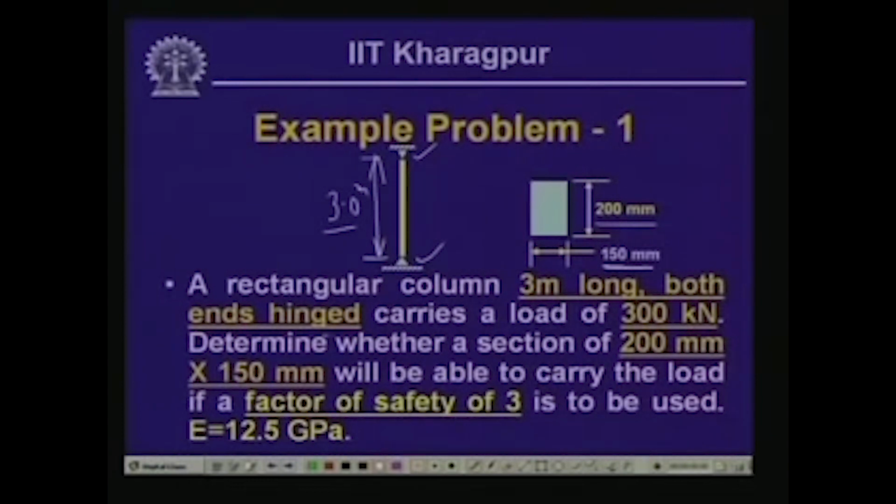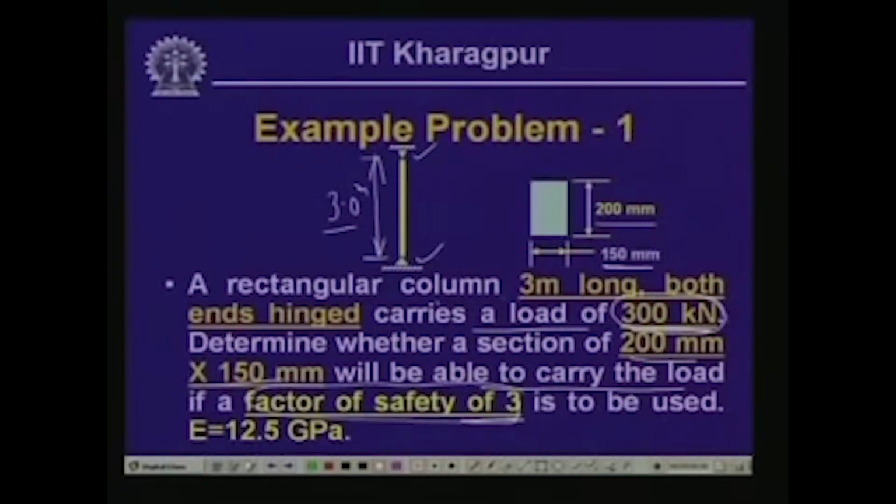Now, it says that this particular member carries a load of 300 kilonewton. You will have to determine whether this particular section, the cross section of 200 millimeter by 150 millimeter, will be able to carry this 300 kilonewton load, if a factor of safety of 3 is to be used for this purpose.